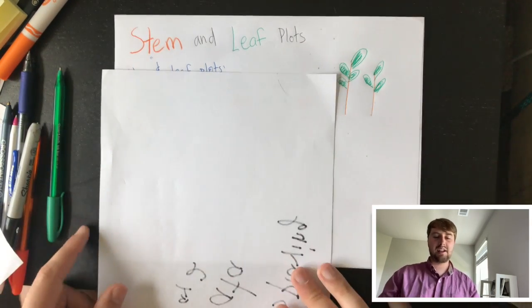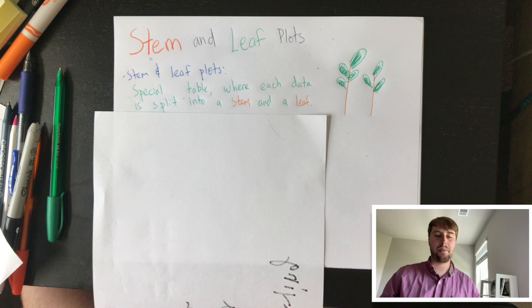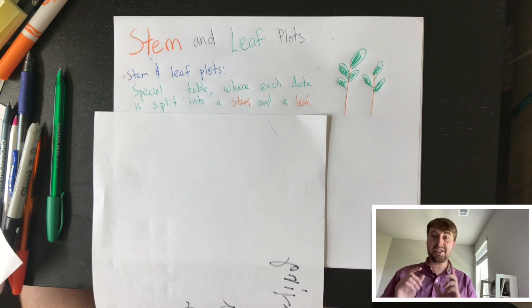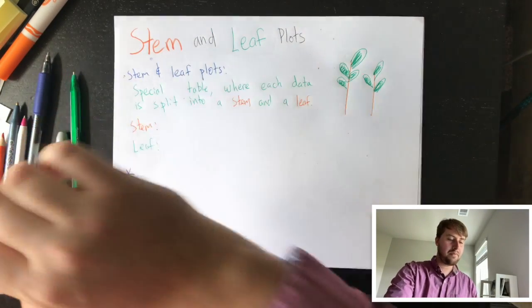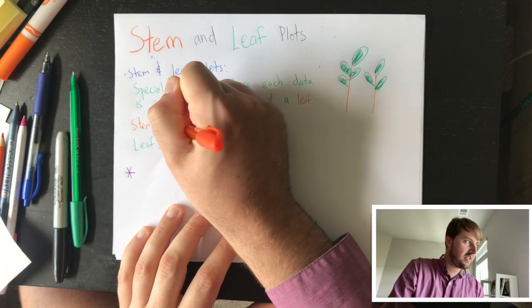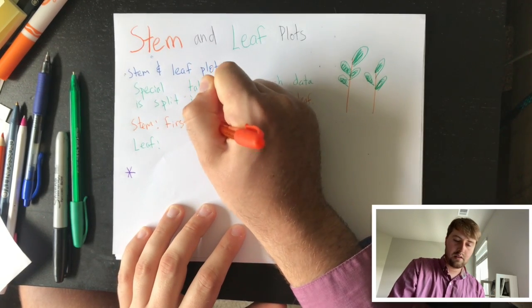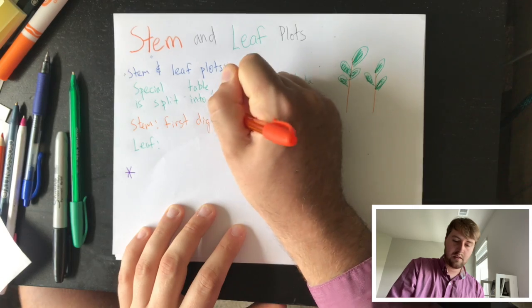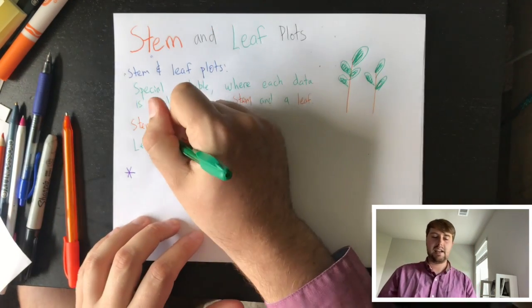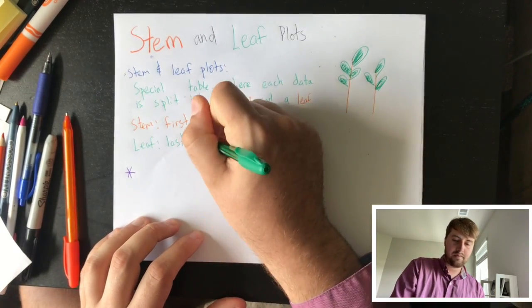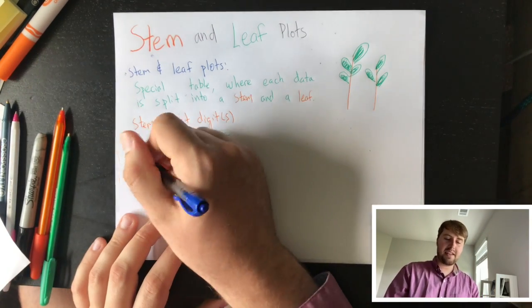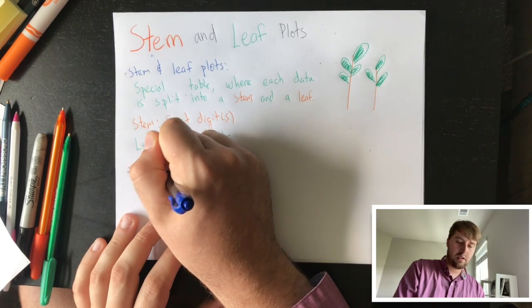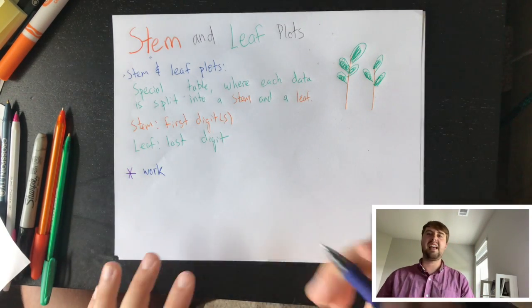And believe it or not, a stem and leaf plot is going to look just like that. They're a special table where each data point is split into a stem and a leaf. So we're actually going to take our data and split it up. The stem is going to be the first digit or digits. And then our leaf is going to be the last digit. These do work best when your range is between 30 and 70.